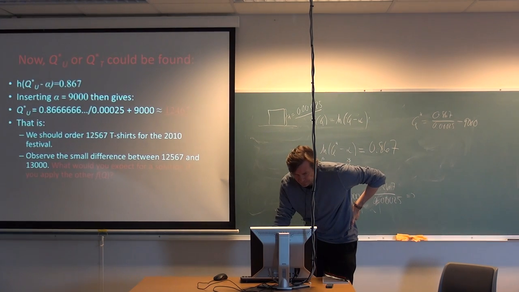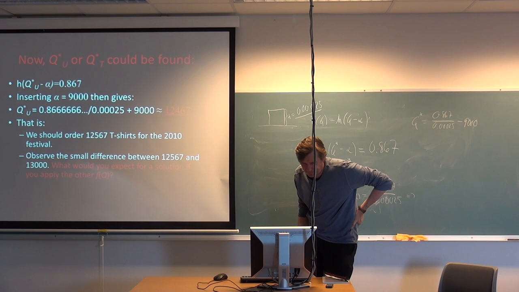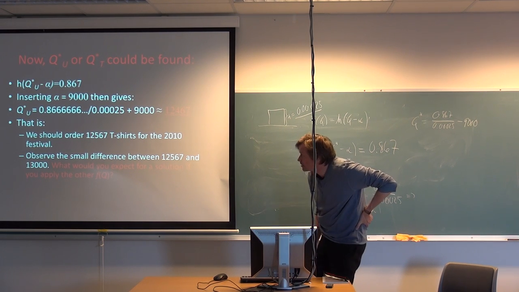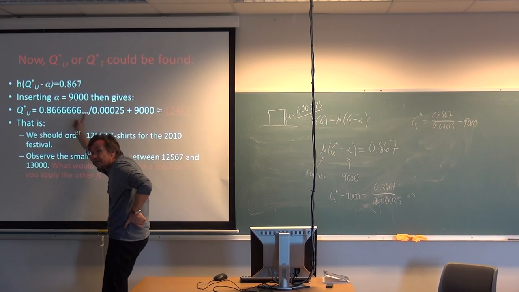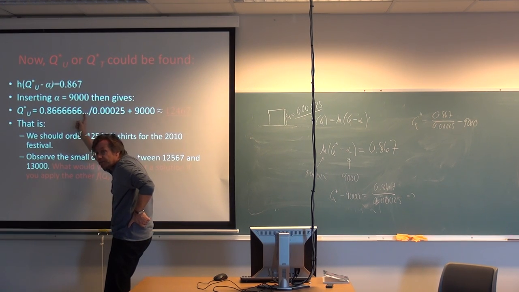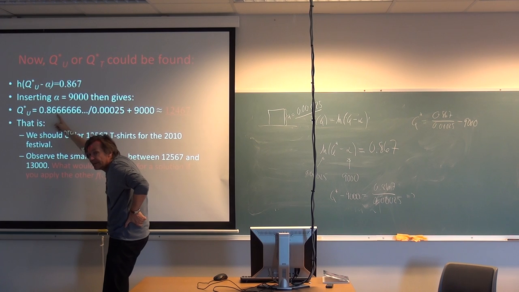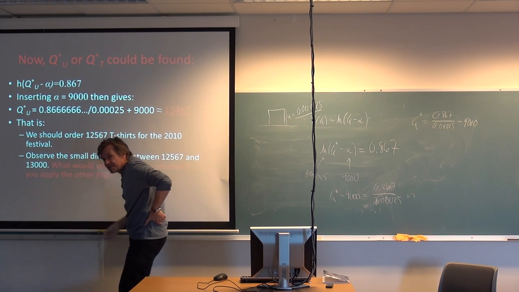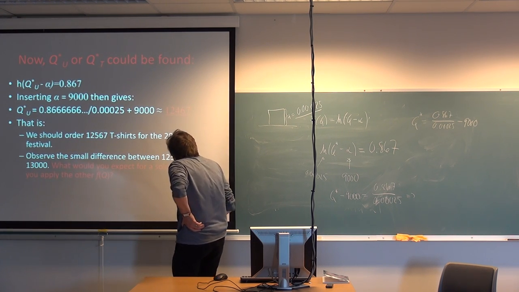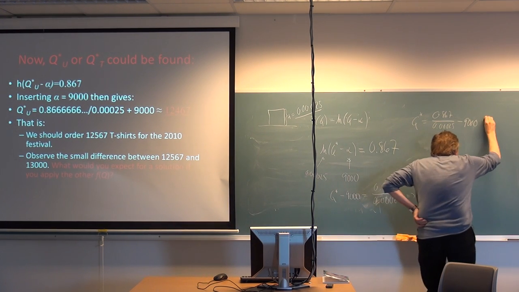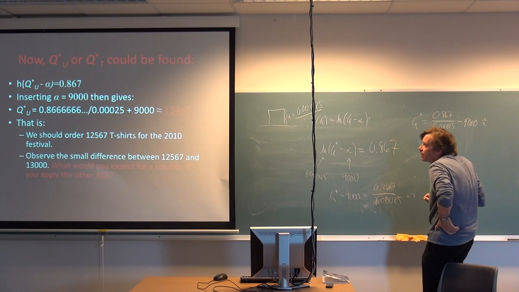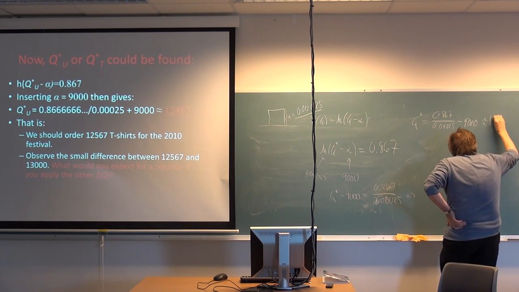Actually, the correct value here should be 0.866666, and it means something here. If you put that in, or 0.867, this difference actually changes the end result significantly. So it turns out to be something close to 12,467.